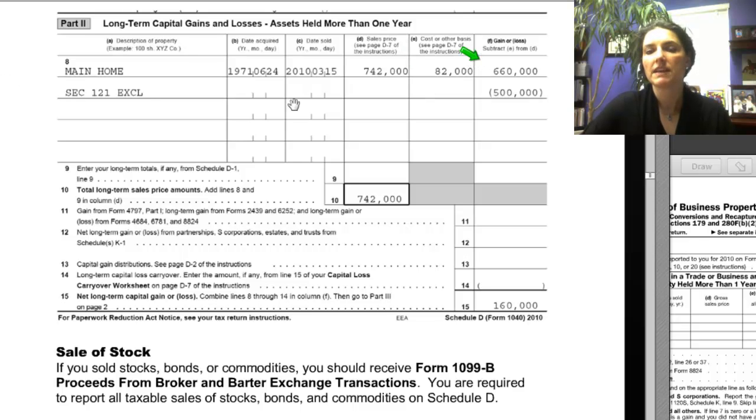But they don't have to pay tax on all $660,000 because they can claim a Section 121 exclusion, and they enter the Section 121 exclusion as negative gain from the sale or loss on the sale. And so the ultimate profit that they'll have to pay tax on is $160,000, and that $160,000 profit will carry to line 13 of their Form 1040.